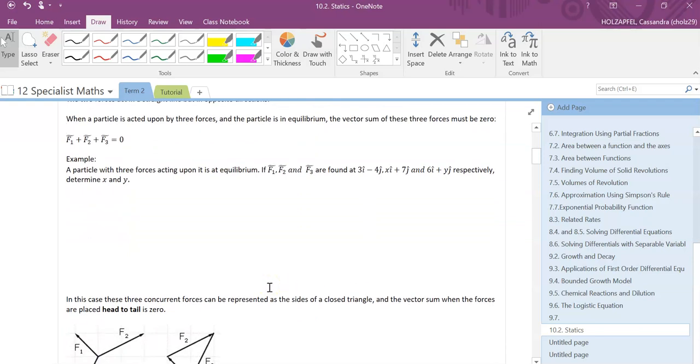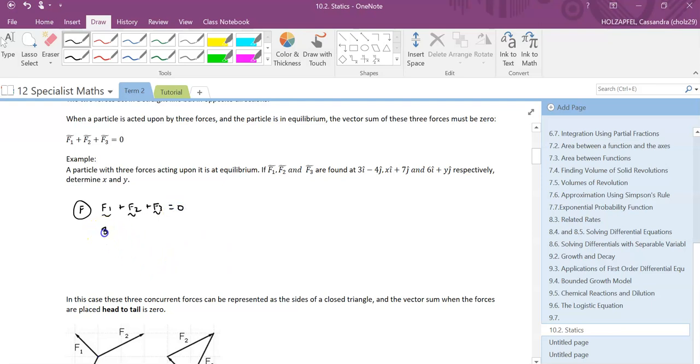So for example, a particle has three forces acting upon it at its equilibrium. If F1, F2, and F3 are found at 3i minus 4j, xi plus 7j, and 6i plus yj respectively, determine the values of x and y. All right, let's start off with our formula. We know that if we were to add up all of these forces, and these are vector forces, so I'm going to put the tilde underneath, then that's going to be equal to 0.